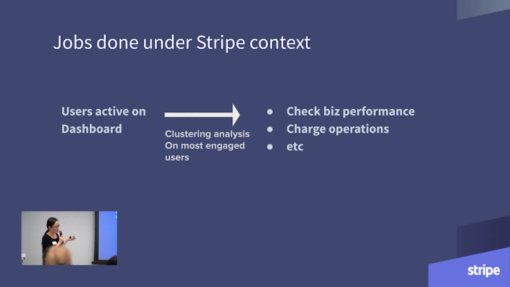We did a clustering analysis purely based on user activity signal on dashboards. We didn't take any demographic features into this clustering analysis. And we ended up with a few main clusters of users. There's one cluster that's very high in using the dashboard for checking their business performance, and a cluster of users who are using it mostly for charge operations, like refunding their customers, invoicing their customers, etc. And you can imagine those users are using the dashboard in very different ways, and you should really develop different features for those users to optimize their use cases.